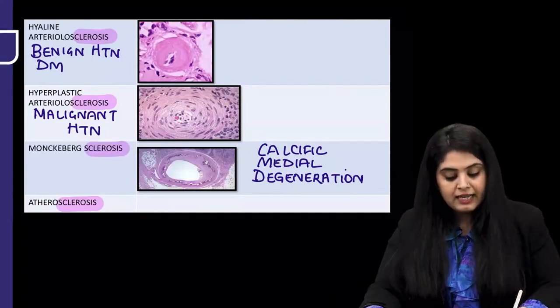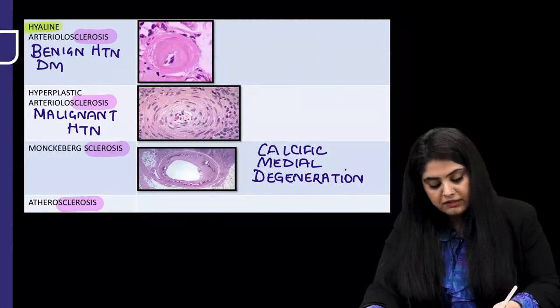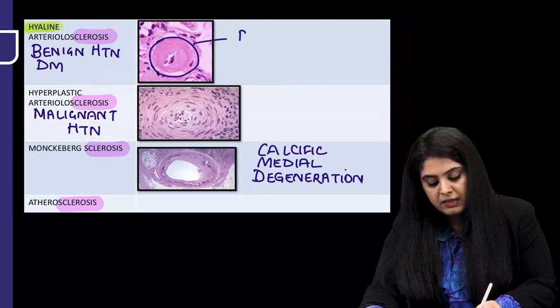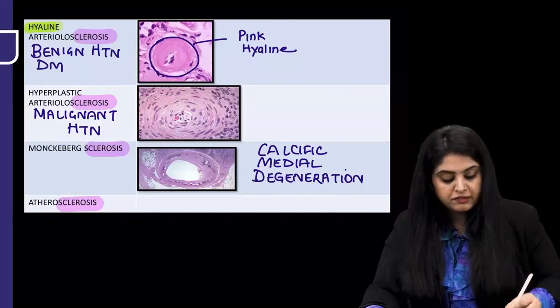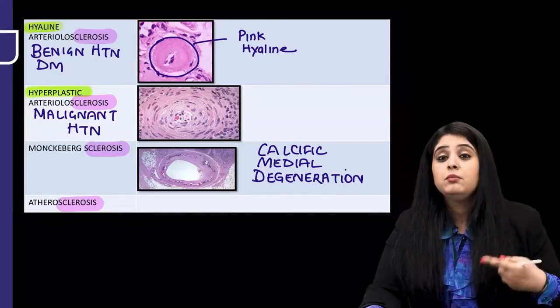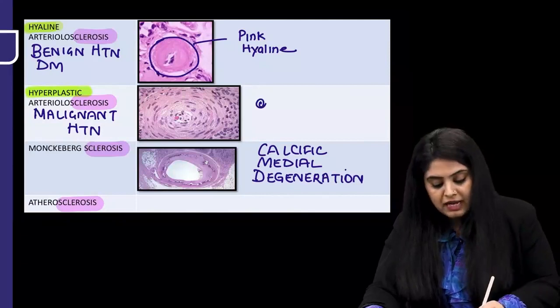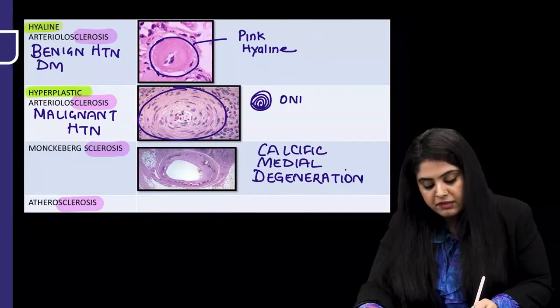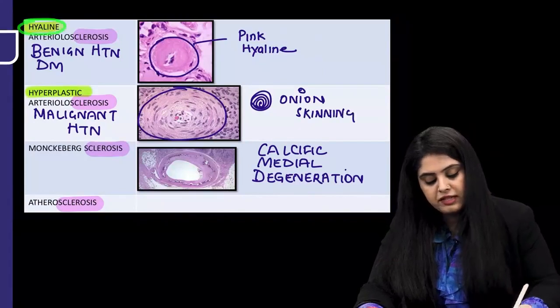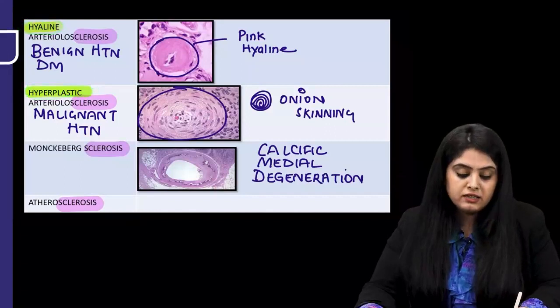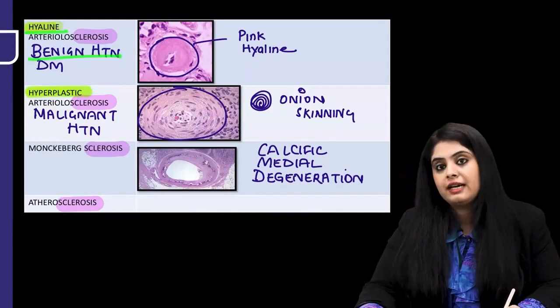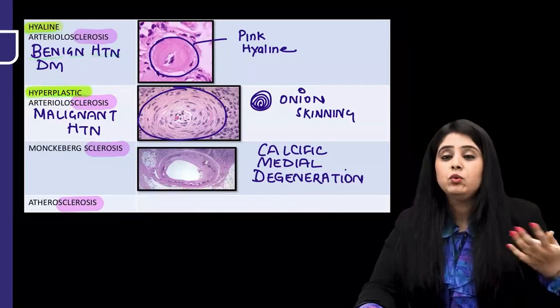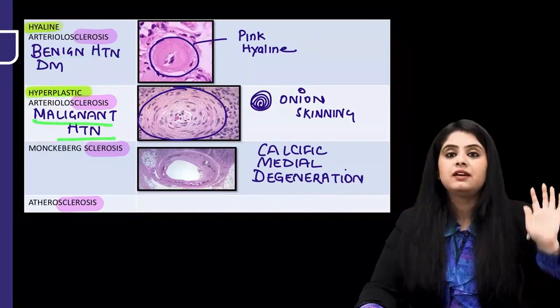So if they say hyaline arteriolosclerosis, you will see the blood vessel has become entirely pink. There is going to be pink hyaline material. That is why they called it hyaline arteriolosclerosis. Versus if they say hyperplastic, something is becoming more, hyperplasia is happening. That means I will see lots and lots of cells going round and round. Meaning I'm going to see the very famous onion skinning pattern. So remember, there is something called hyaline arteriolosclerosis and hyperplastic arteriolosclerosis.